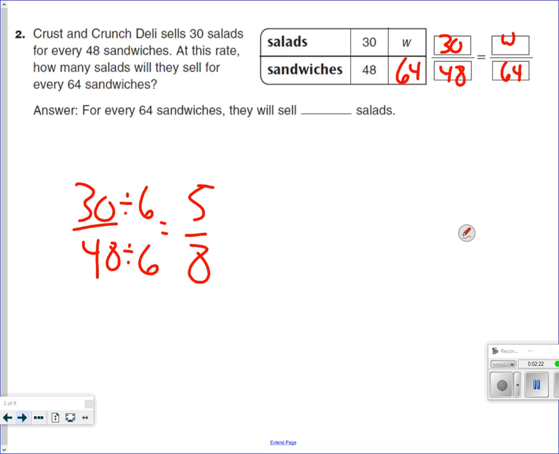Now, if I rewrite this problem to be 5 over 8 equals something over 64, what goes over 64? Well, 8 times 8 is 64. 5 times 8 is 40. So for every 64 sandwiches, we need 40 salads, just like that. Moving on to the next problem.